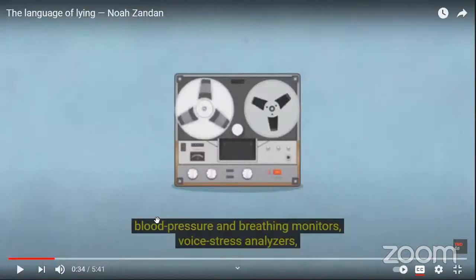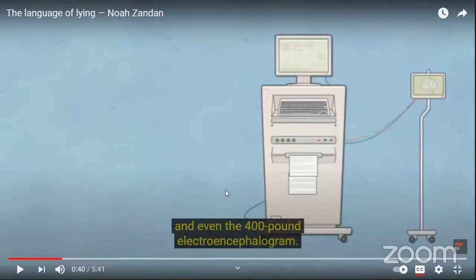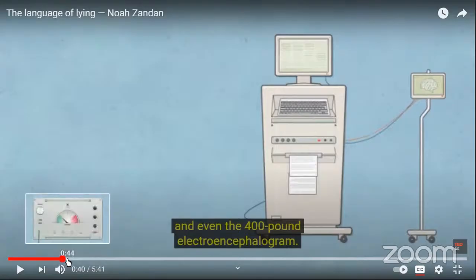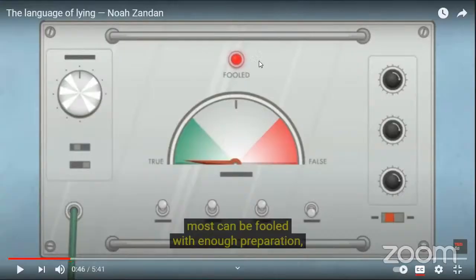And you have blood pressure machines, you have breathing monitors, you have voice stress analyzers. Also, you have eye trackers, you have infrared brain scanners, and even this electroencephalogram, right? This is equipment that is used to what? To identify lies. But even if they sometimes work, most of the times, as you said very well, they can be fooled. Fooled is like engañados, right? They can be fooled if you have enough preparation.